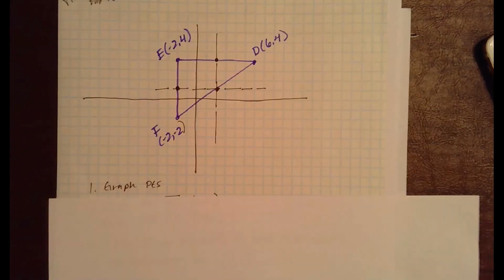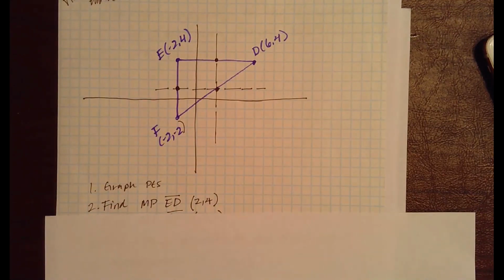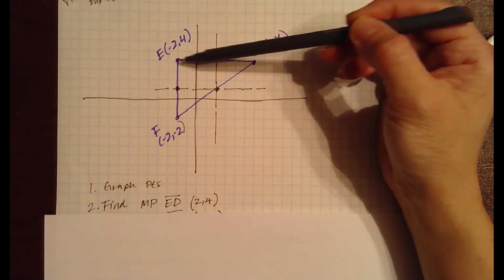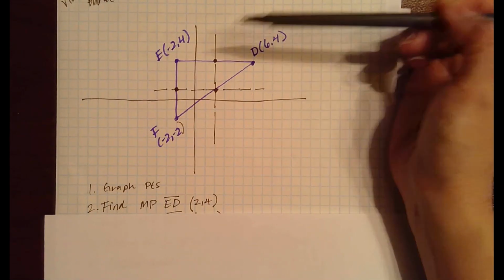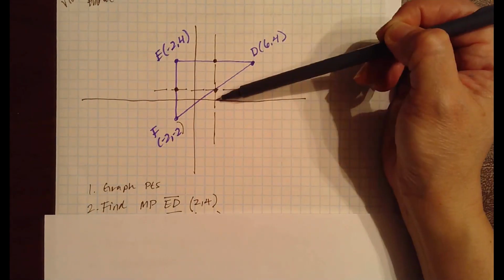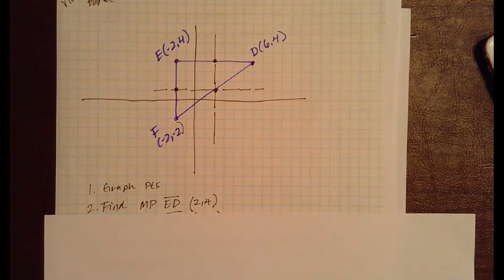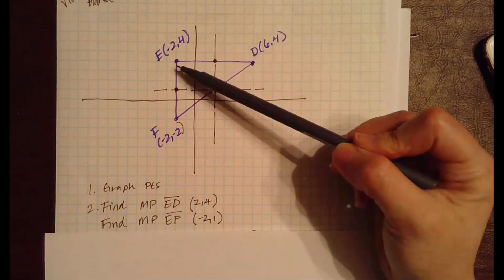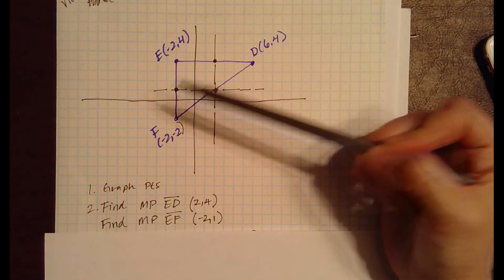Step number 2, I want you to find the midpoint of E to D. So this one's fairly easy. Because it's a horizontal line, the midpoint is just literally halfway in between, and most of you could probably just tell, but it happens to be at the coordinates (2, 4). So that's what I'm going to write down. Next, you're going to find the midpoint of E to F. So we're going to do the same thing with this vertical line. Again, it's easy to find the midpoint because it's vertical. And I got (-2, 1).